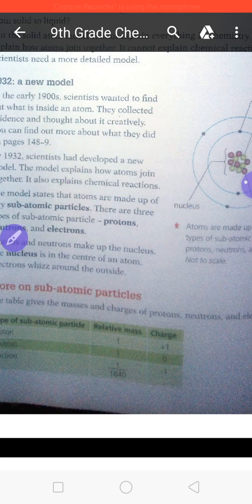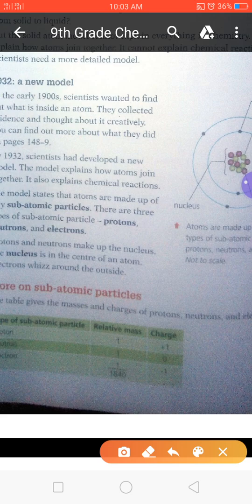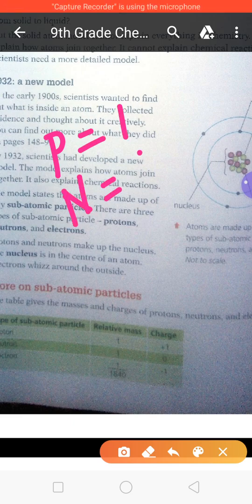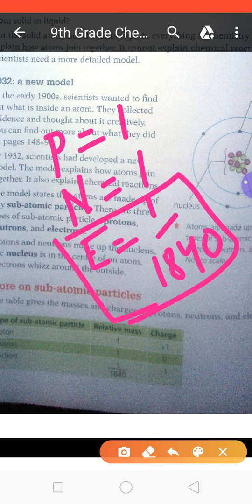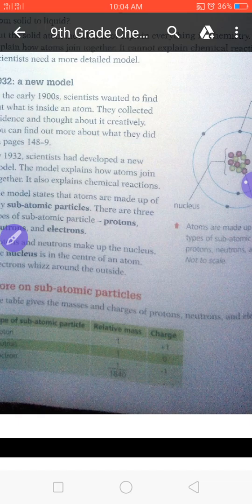And if you discuss the relative masses of these particles, the relative mass of a proton is 1. The relative mass of a neutron is 1. But the relative mass of an electron is 1 over 1840 of the neutron or proton. That means that the mass of an electron is 1839 times less than a neutron or proton. Okay, it was all about the relative masses and charges of these particles.